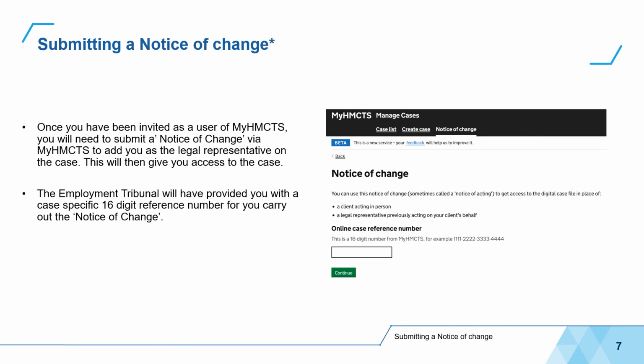Once you have been invited as a user of MyHMCTS by your system account administrator, you will then need to submit a notice of change via MyHMCTS to add you as the legal representative on the case. This will then give you access to the case. The Employment Tribunal will have provided you with a case-specific 16-digit reference number for you to carry out the notice of change process.